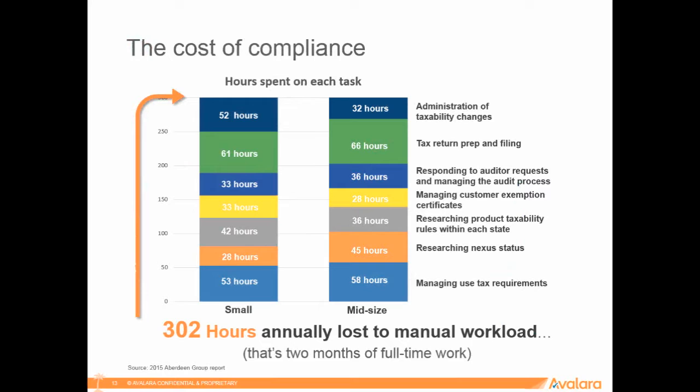The cost of compliance. This is a diagram that the Aberdeen Group put out to show how many hours are spent on each task: the administration of taxability changes, tax return prep and filing, responding to auditors' requests, managing customer exemption certificates, researching product taxability rules, researching nexus, managing use tax. You can see, on average, 302 hours annually lost to manual work. And that's 2 months of full-time work.